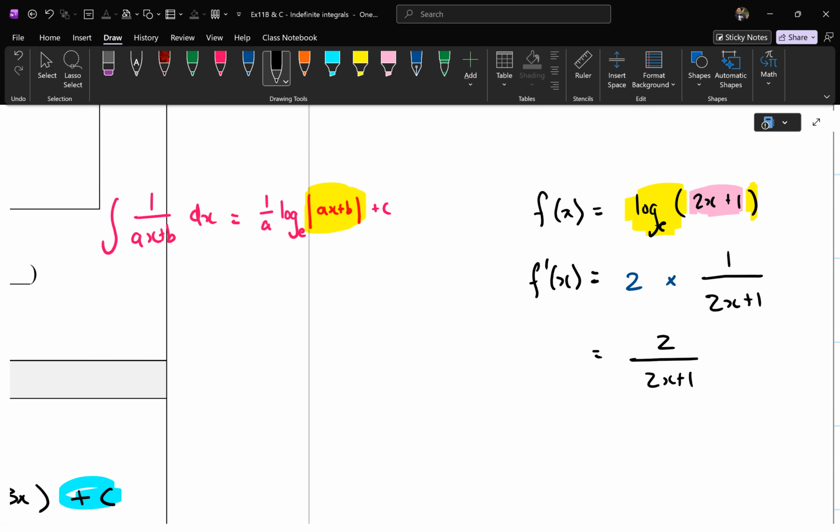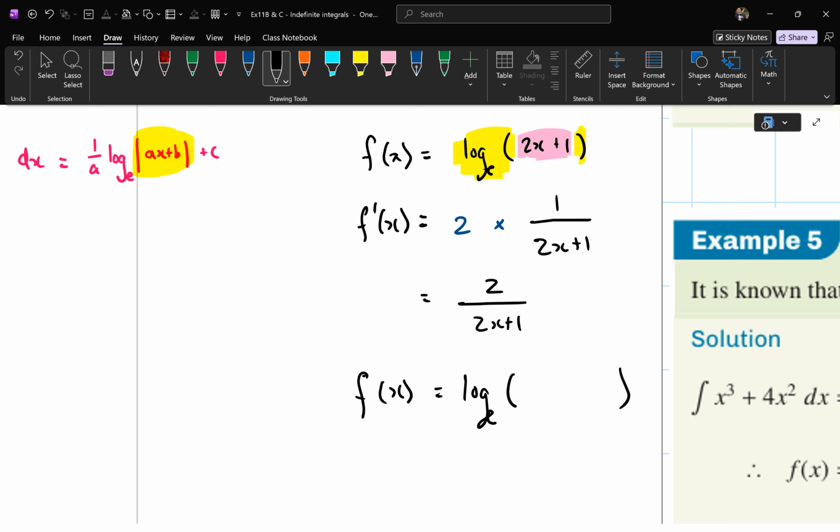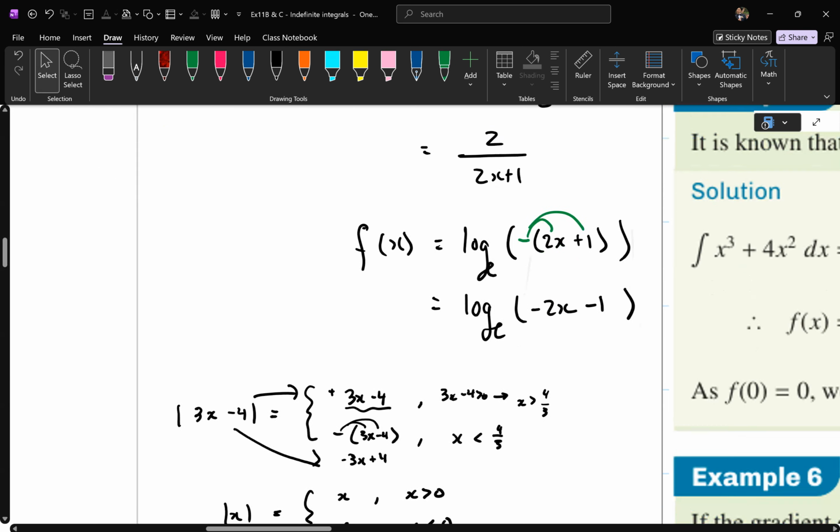So far, so good. But what if I changed that now and I did f of x equals log e of the negative of the inside. So instead of 2x plus 1, the negative of that. That's what it looks like. So I put a negative in front of it. So I still keep the 2x plus 1, but I put a negative in front. So if you expand the brackets, I'm asking you, what is the derivative for log e of negative 2x minus 1?